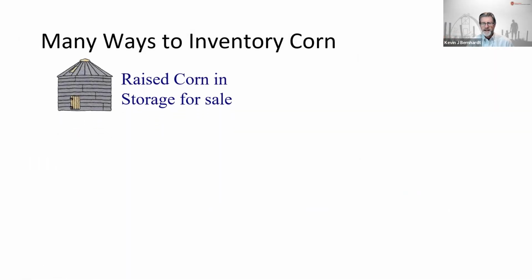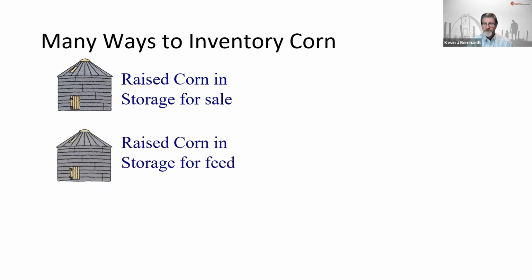Let's look at the many different ways that inventory can be for the same product. Let's just look at corn. Look at all the different ways that corn can be in inventory. It could be raised corn that we have stored and we have the intent to sell it. We could have raised corn that we have with the intent to feed it to some livestock. So that's two different kinds of inventory.